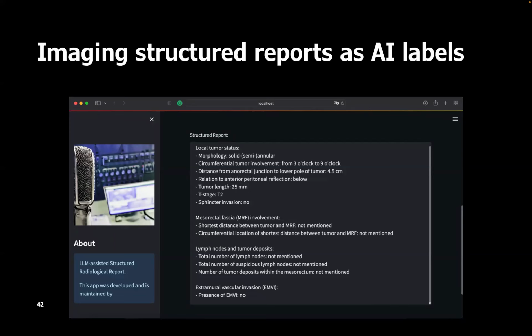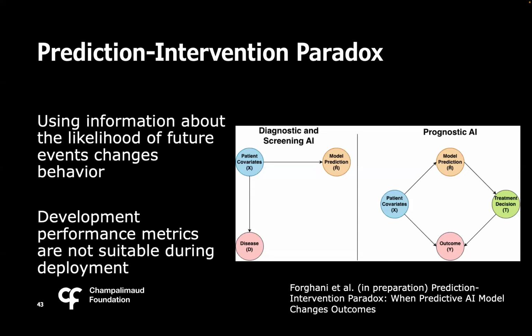And one of the things that I'm working on, and this is a challenge for you to think about, changing the gears a bit here, is this prediction-intervention paradox that we have been thinking about. And here, one of the things that you can think of is that there are two different types of models. Ones that are diagnostic and screening AI. So you have a disease, you have an image, and you do a prediction of this disease, but that doesn't change the disease status. But there are prognostic models, where you are trying to predict future events.